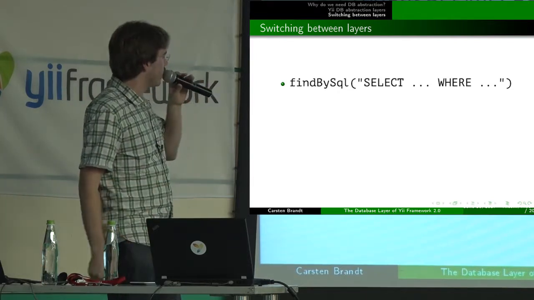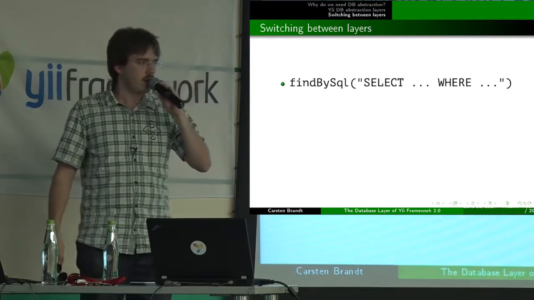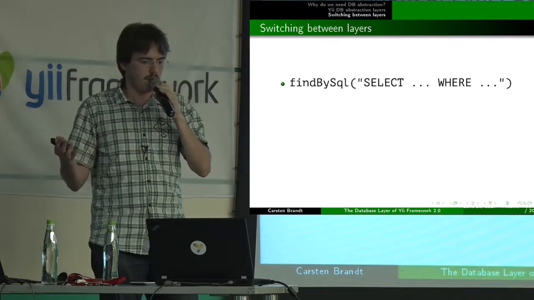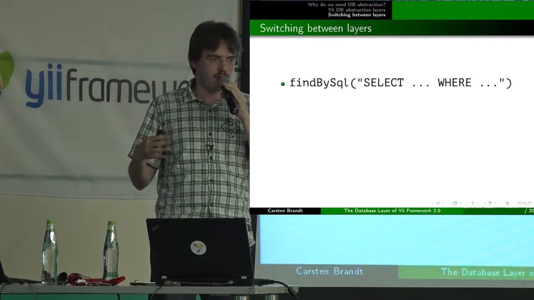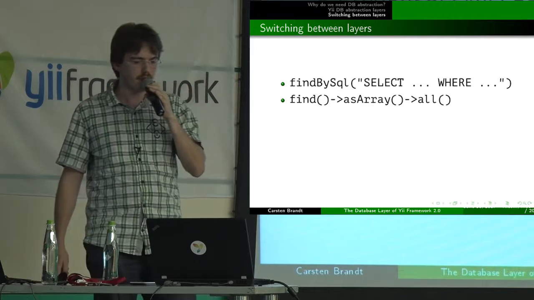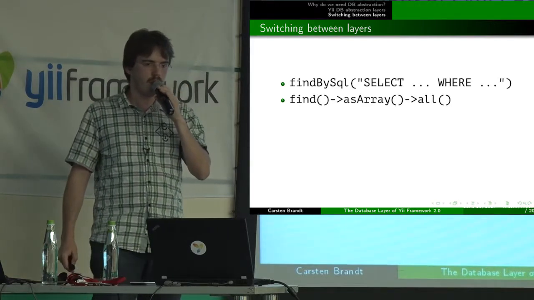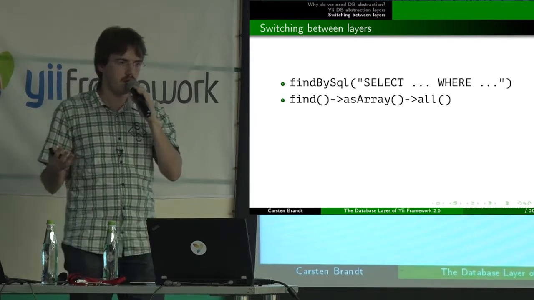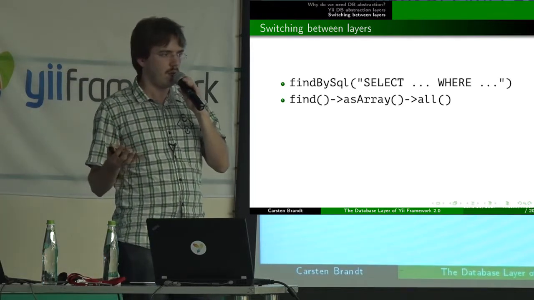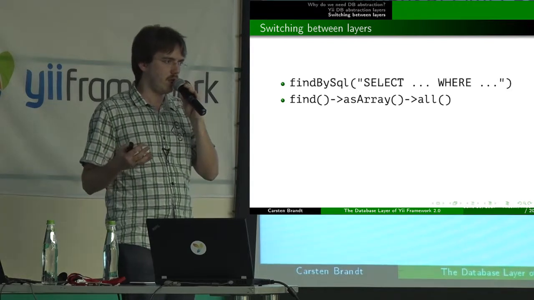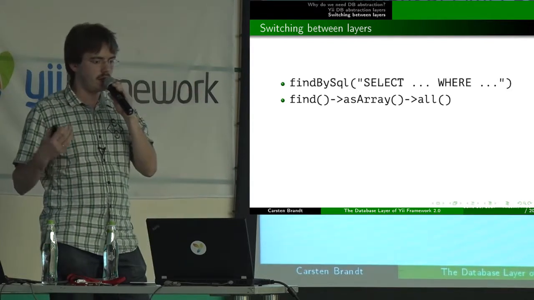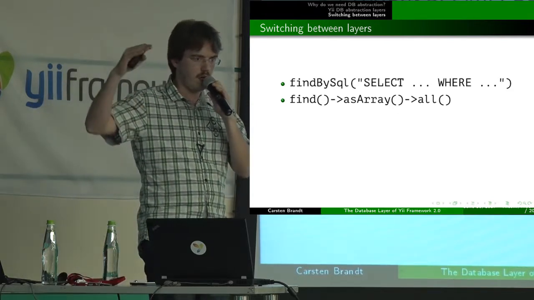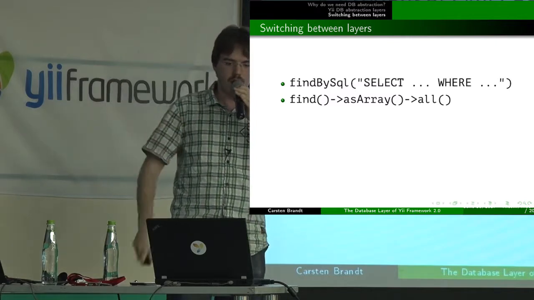In this case, you can call findBySql on the ActiveRecord, and then the result will be returned. It will still return the ActiveRecord objects. Another thing is if you have a query and you do not need the ActiveRecord objects, and ActiveRecord objects often take much more memory than a PHP array, you can just retrieve the result as an array, and so you switch from the upper ActiveRecord layer to the lower layer.